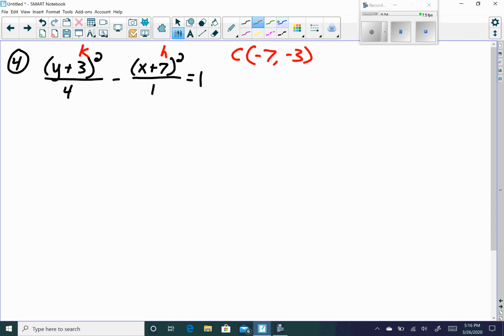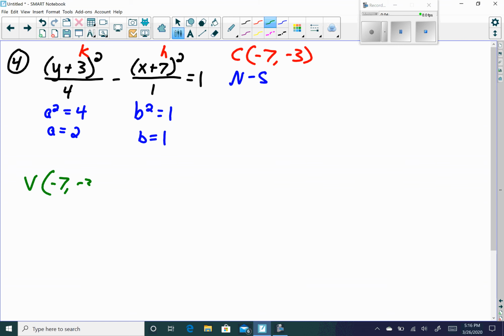Because the y is our first numerator, this is going to be a north-south hyperbola. A squared is always our first denominator, so a squared is 4, means a is 2. We got some nice small numbers here. B squared is 1, square root of 1 is just 1. We could write out the vertices here. Because this is north-south, h is going to stay the same, so we're going to have -7. Then we'll have -3 plus a, and then -3 minus a.